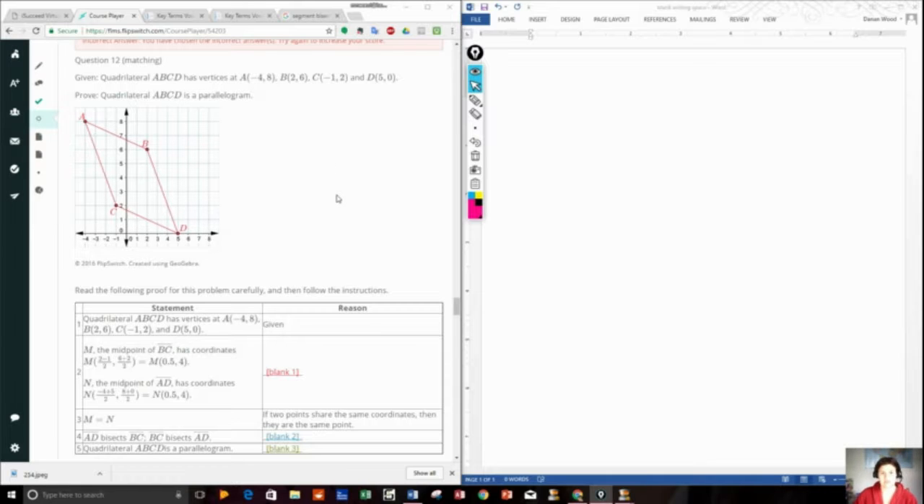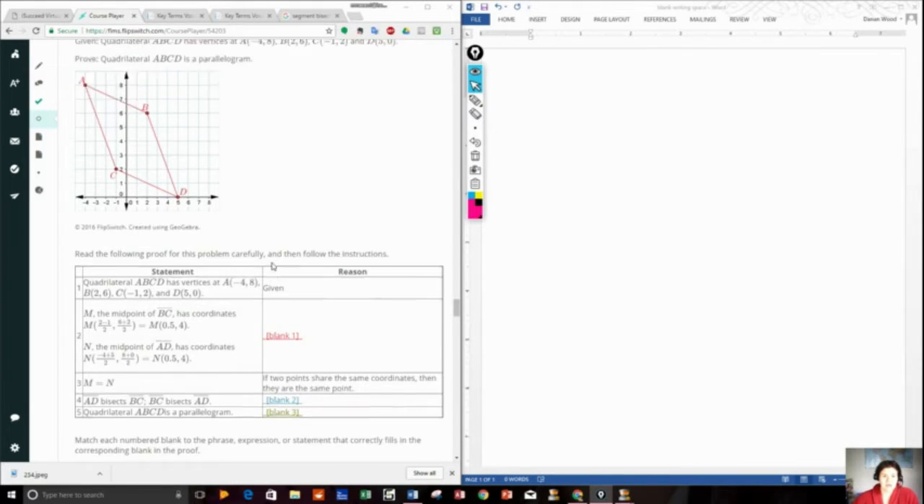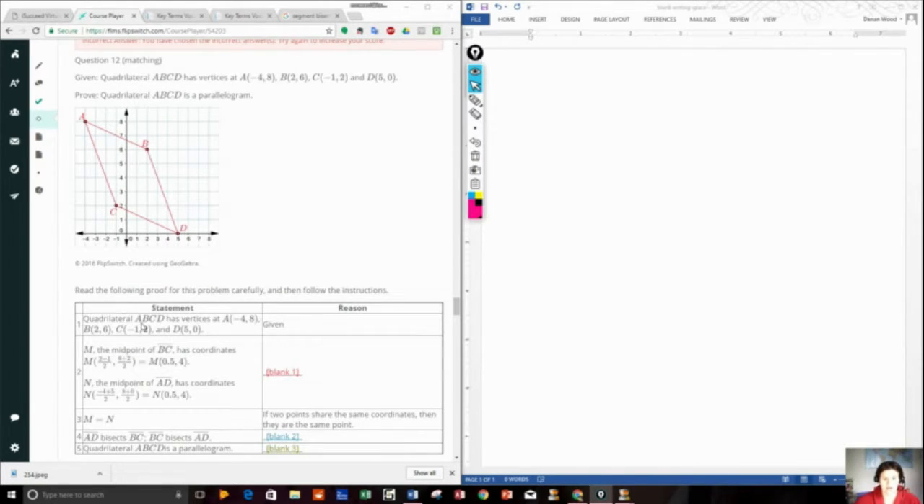Okay, so in this lesson we've been talking a lot about if the diagonals bisect each other. So I'm going to keep that in the back of my mind when I read through this proof. Read the following proof for this problem carefully and then follow the instructions. So we have the statement quadrilateral ABCD has vertices at A -4, 8, B 2, 6, C -1, 2, and D 5, 0. That is given. That was the information given right here, and that's just what it was restating.